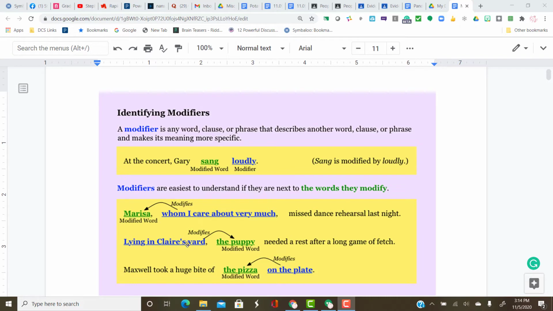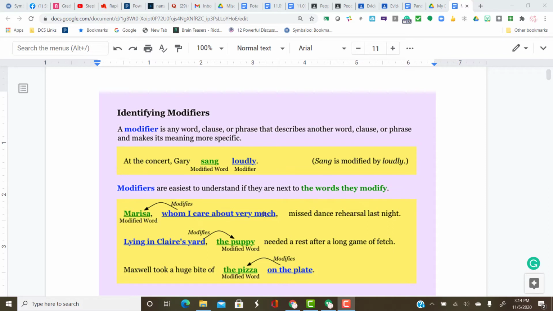As far as clause, this is a clause in this sentence. Marissa, whom I care about very much, missed dance rehearsal last night. It's a clause because it's a group of words with a subject and a verb. And that's how a phrase differs. Remember, it's a group of words that is missing at least one of those elements. So, whom I care about very much, I, subject, care, verb, modifies Marissa. The whole clause acts as a modifier, describing Marissa, the Marissa whom I care about very much.